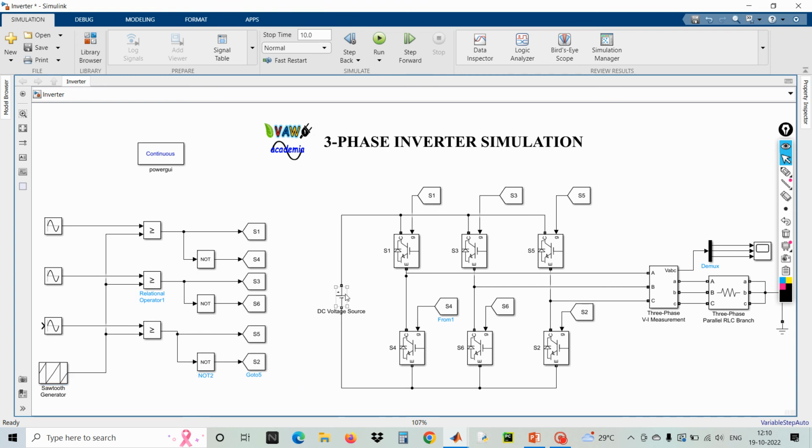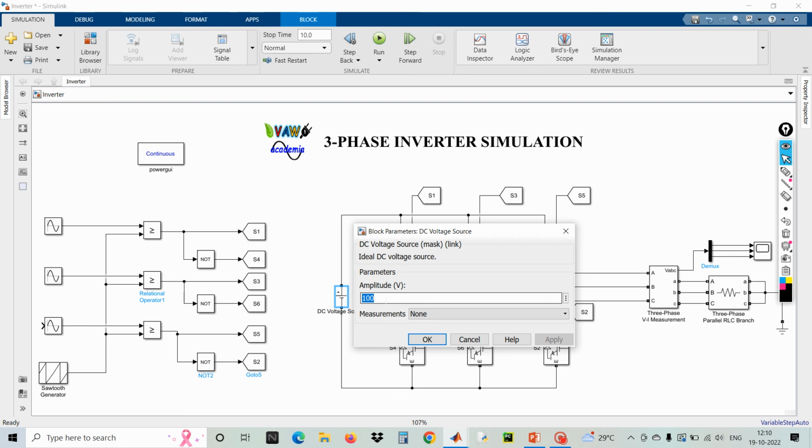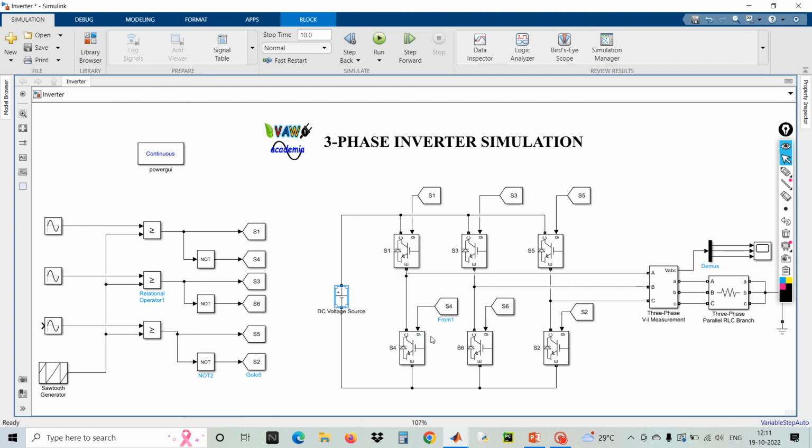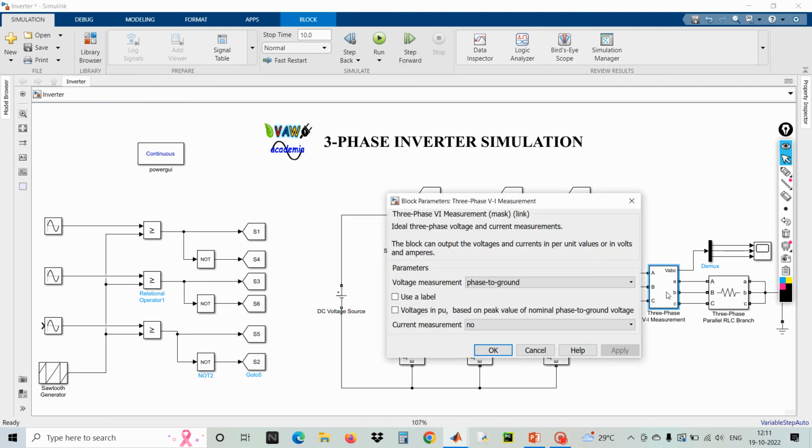Here I'm going to fix the input voltage. Input DC voltage, let it be 150 volts. So this one is the input voltage, 150 volts. It's a DC input, so what will the inverter do? It will convert DC to AC. Fine. So here, if you go to the three-phase VA measurement, make sure that the voltage measurement is phase to ground. If you want to measure phase to phase, that is also possible.